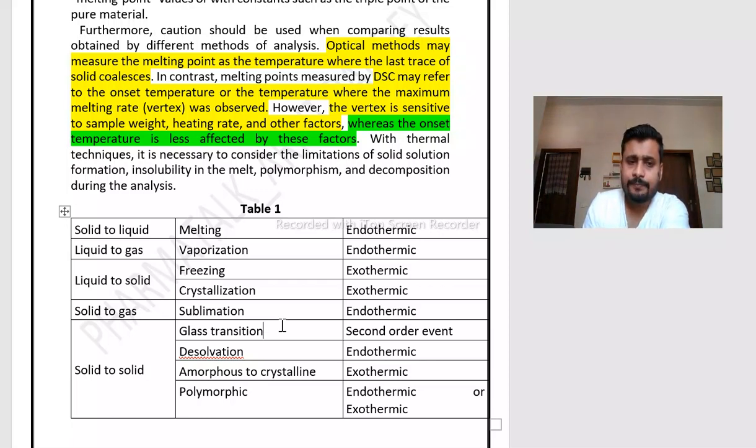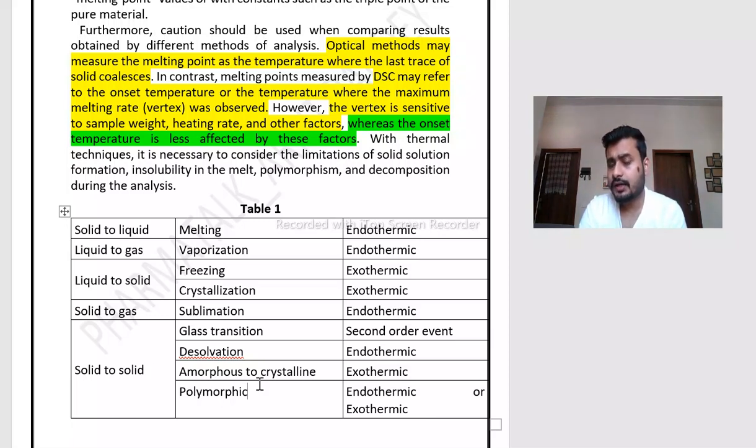Solid to gas is sublimation, and it is known as an endothermic reaction. If the change is observed from solid to solid, what type of transition will occur? It is glass transition, desolvation, amorphous to crystalline, or polymorphic. Glass transition generally happens in an amorphous solid, and it is a second order event. Desolvation is an endothermic event.